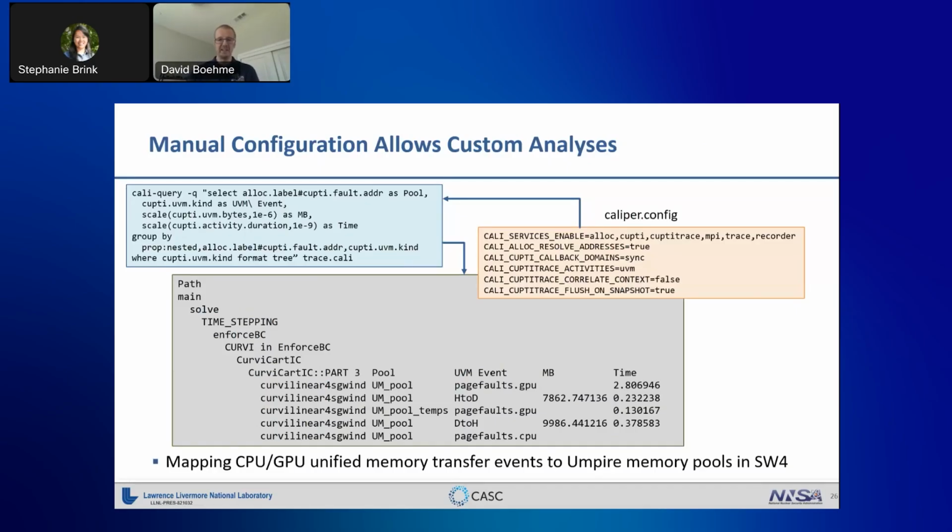So in the example here, we are recording unified memory transfers in a CUDA system between host and device memory, and we're mapping this to named memory pools as well as the Caliper regions that they are happening in. So yeah, this lets you really build custom analysis solutions if needed.